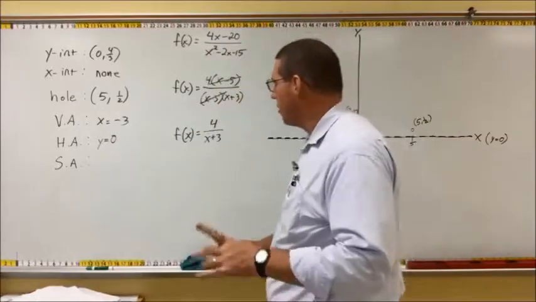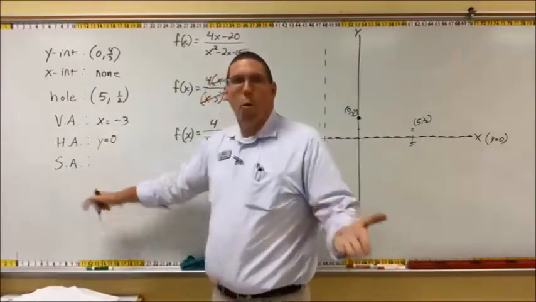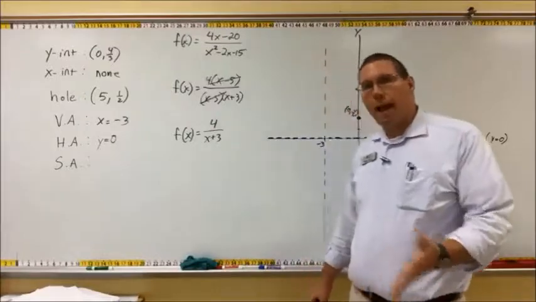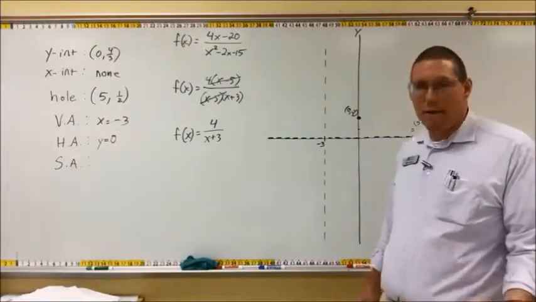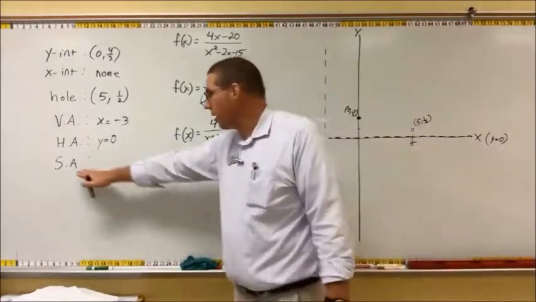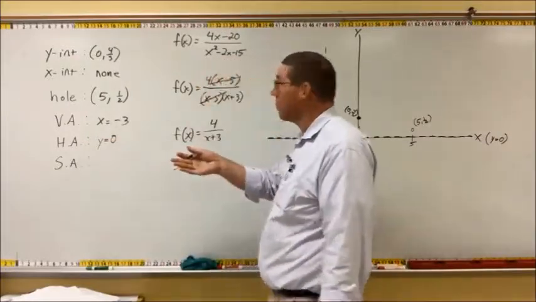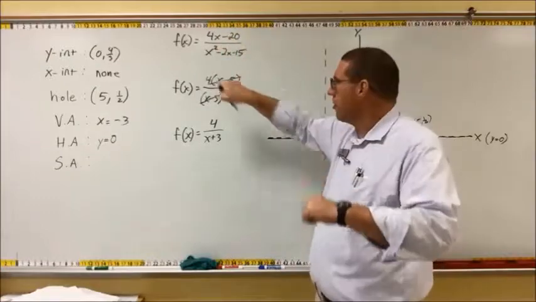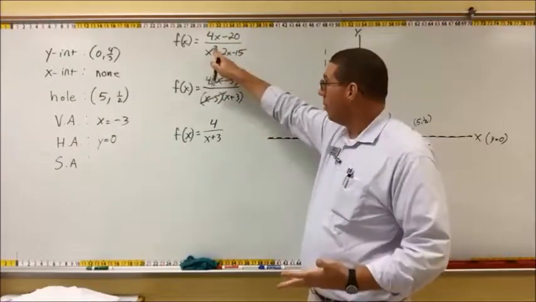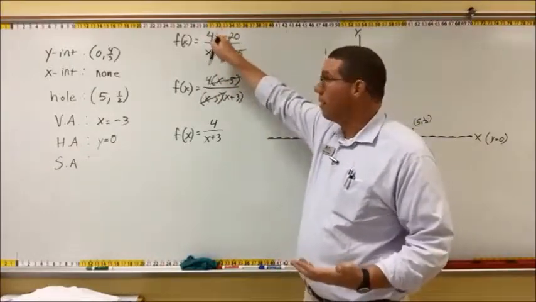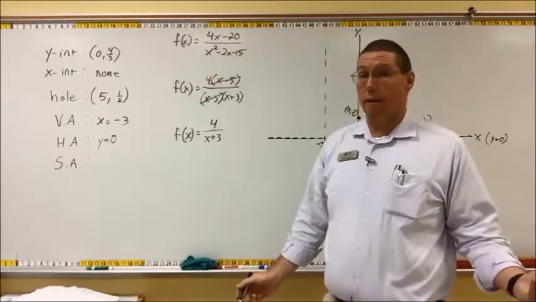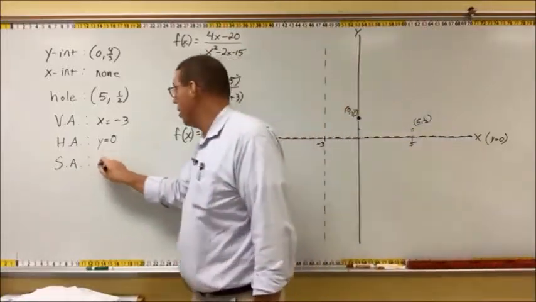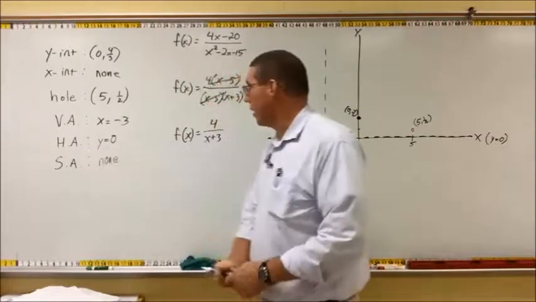Now, last thing we've got to look at is slant asymptote. Well, we've already learned if a function has a horizontal asymptote, it does not have a slant asymptote, and therefore there is no slant asymptote. In order to have a slant asymptote, the numerator power would need to be 1 larger than the denominator power. The denominator power here is 2, so this would have to be a third power numerator, and it is not. Therefore, there is no slant asymptote.